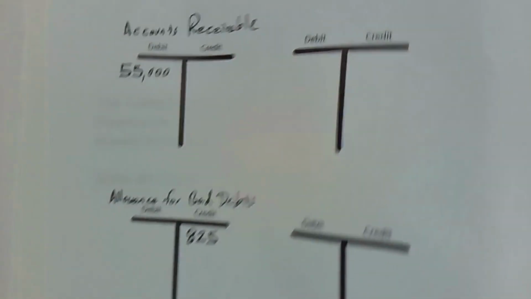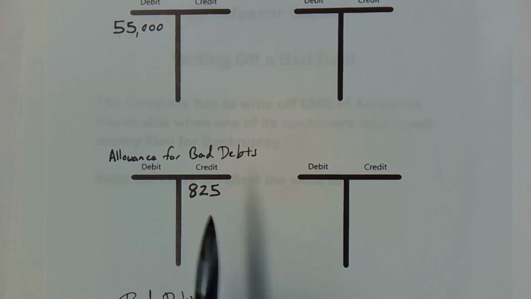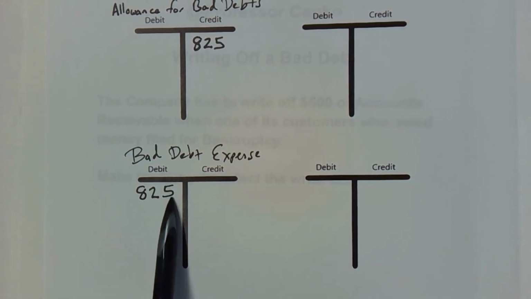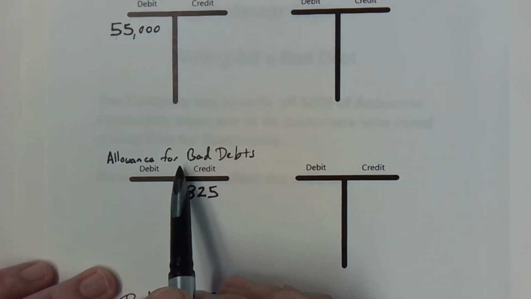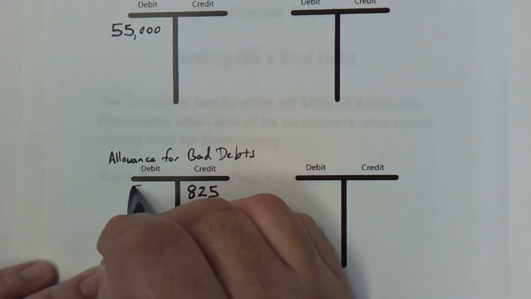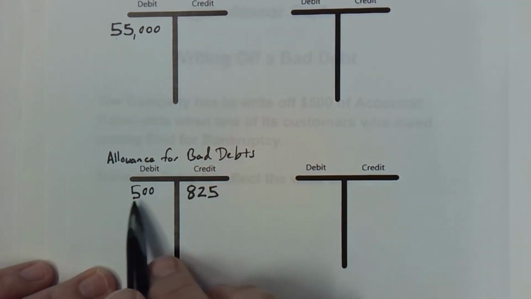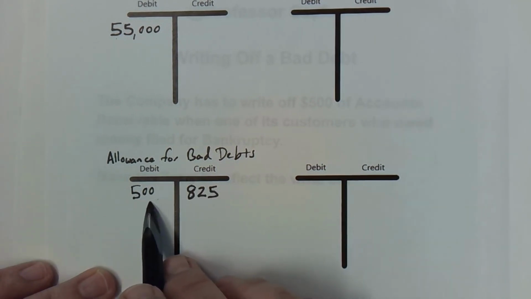As I mentioned, we have already accounted for the allowance for bad debts. We don't want to expense that $500 a second time because we've already expensed $825. So we're not going to be expensing the $500. What we're going to do is debit our allowance for bad debts for the $500 because we've accounted for $825 of it, and we're going to reduce that by $500. In other words, we're going to use up $500 of that allowance, and we're debiting it here.